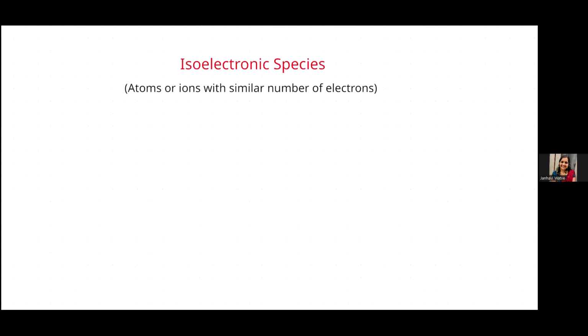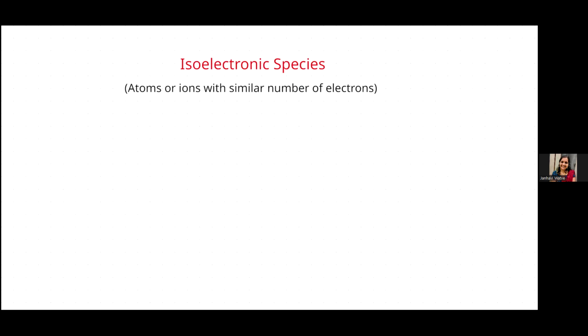Hello students, today we will see a very simple yet very important concept, which is isoelectronic species, from chapter number 4, structure of atom. It is a simple concept, but it comes for 2 to 3 marks in your exam. The definition is already given here: atoms or ions with a similar number of electrons. Isoelectronic means iso means same, and electronic means number of electrons. So you have to find atoms or ions with a similar number of electrons, and we can call them isoelectronic species.